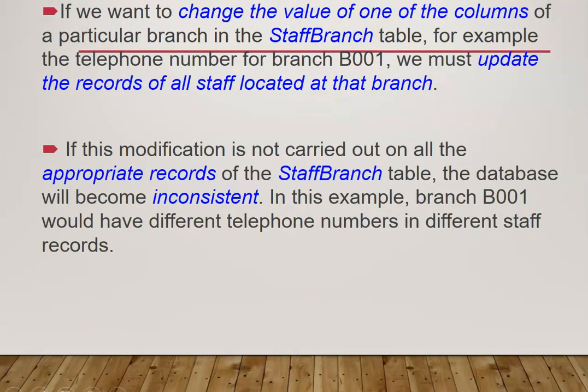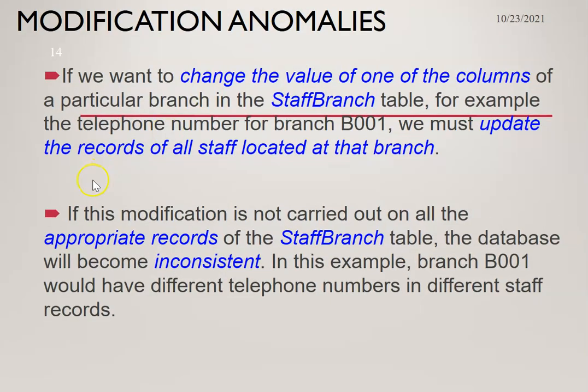So now we go to the update anomaly, the modification anomaly. We are saying that if we want to change the value of one of the columns of a particular branch in the staff branch table, for example, you want to update the telephone number of B002, we must update the records of all the staff that are located at that particular branch.